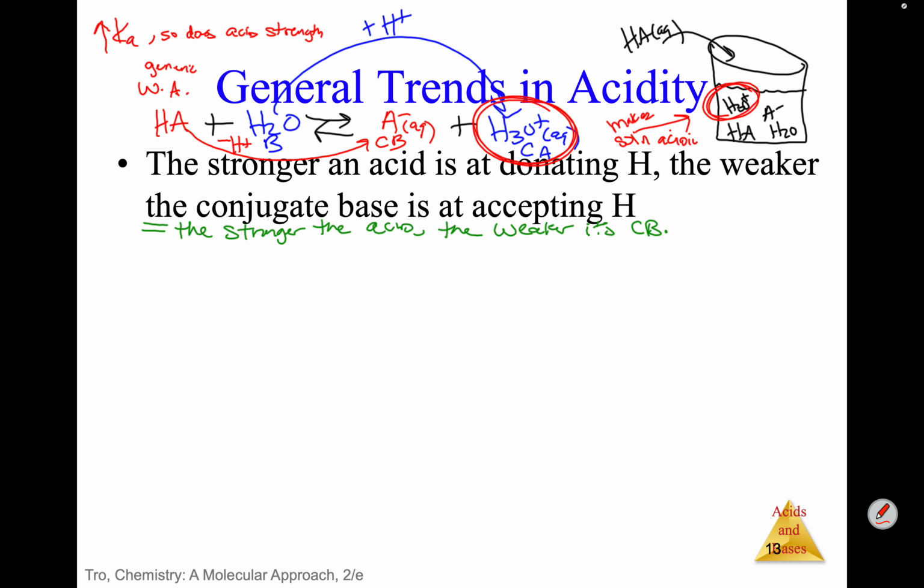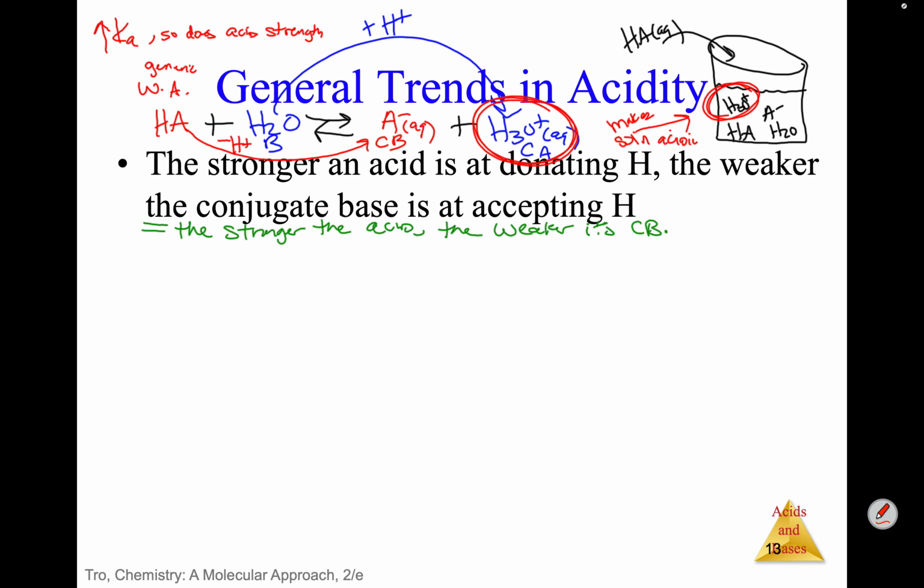Yes? So don't we need more reactants in order to have more products in this case? So I could create more products by increasing the molarity of HA, true. But if I'm looking at several different acids, all with the same molarity, the strongest acid will be the one that produces the most hydronium, and that will be the acid that has the largest Ka value. Did that answer your question?